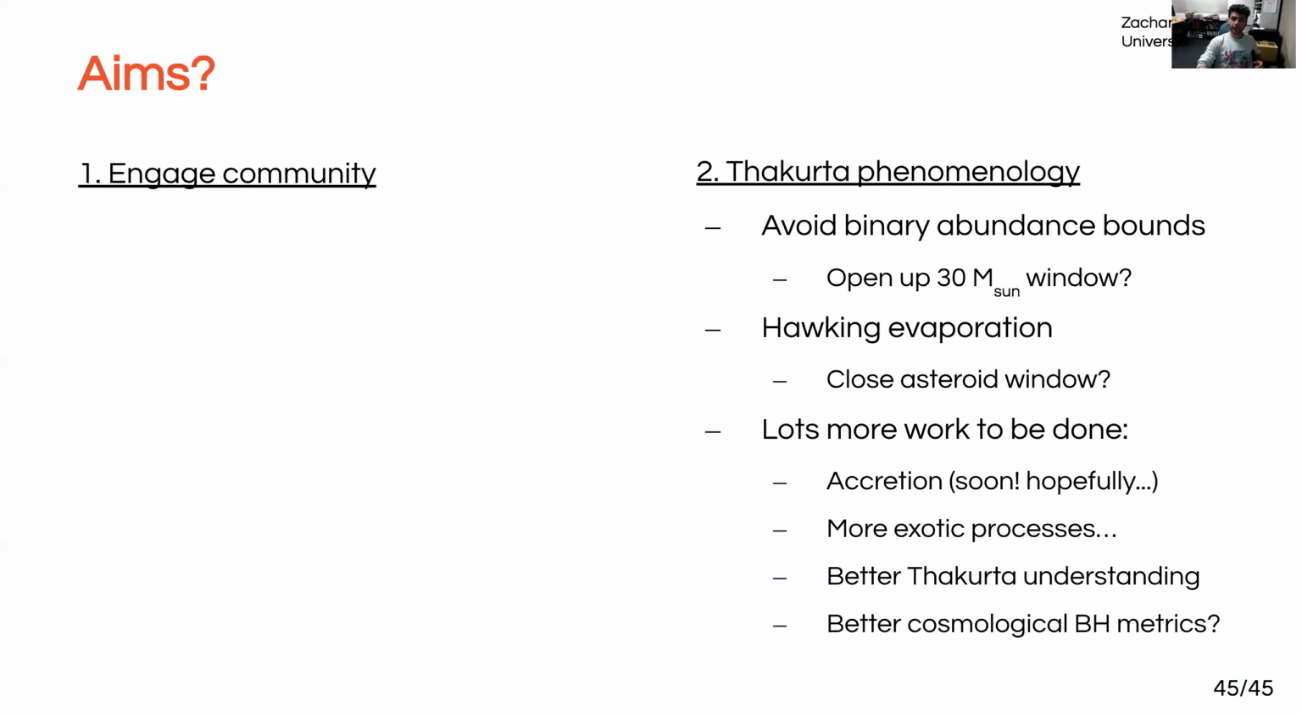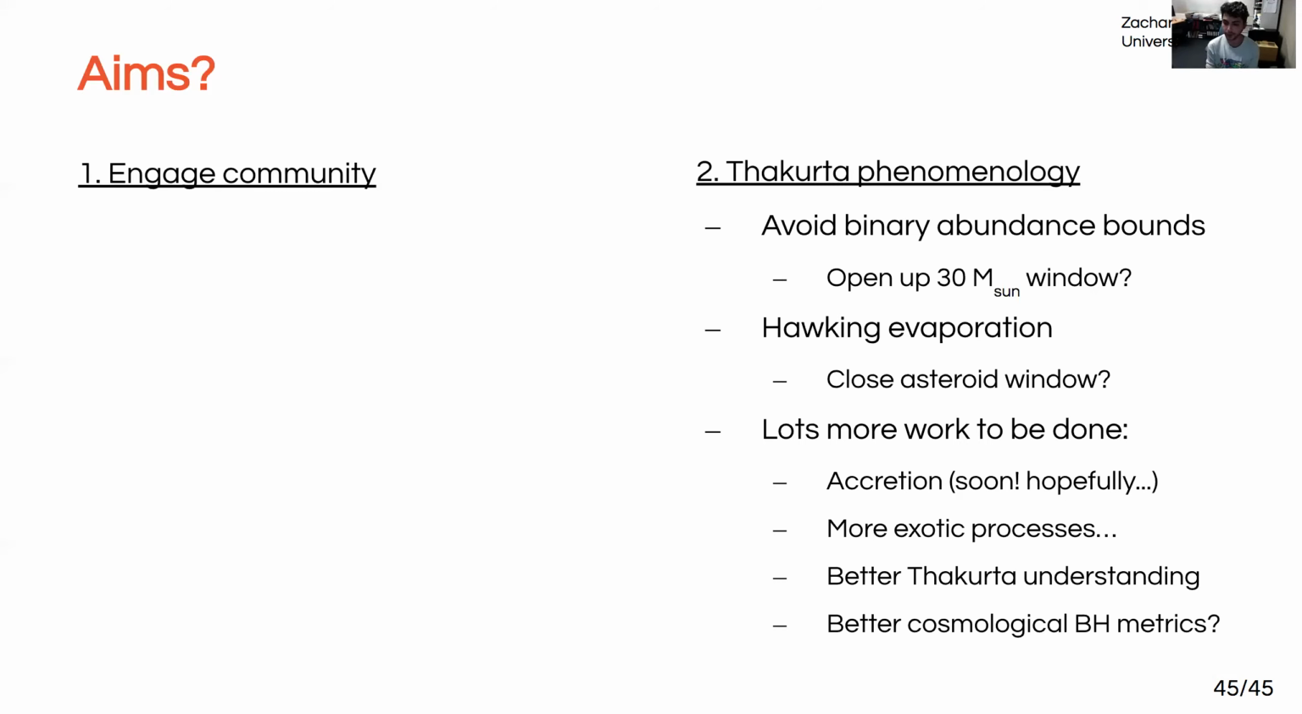In the other sense, we were aiming to do something more specific, which was the actual phenomenology of the Thakurta metric, which is the bulk of the science I've talked about today. And there are exciting consequences here. It looks like maybe we can open up that LIGO-mass window for primordial black hole dark matter, and maybe we can close the asteroid mass window entirely. There's a lot of work to be done, though. This is only 2 of the most obvious effects we could think to check.